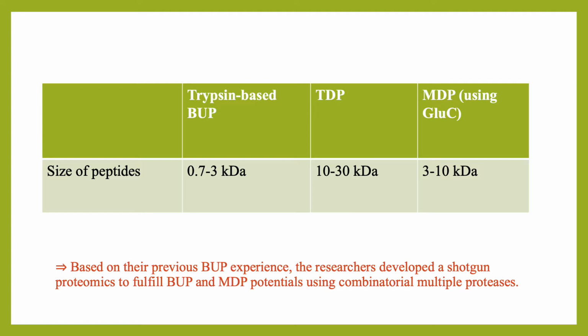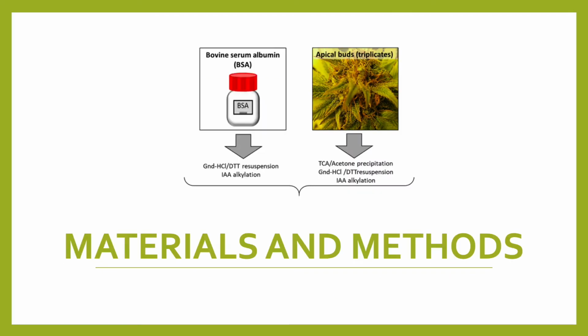Therefore, in this research, based on their previous experience, the researchers developed a shotgun proteomic approach to fulfill bottom-up proteomics and middle-down proteomic potentials using combinatorial multiple proteases in cannabis buds. Next, I am going to present materials and methods.